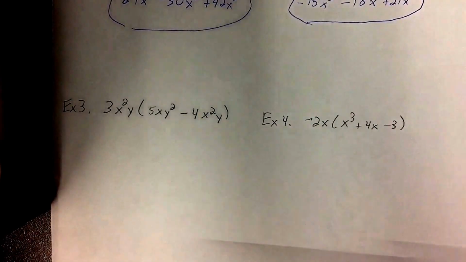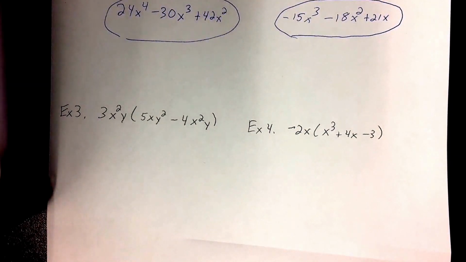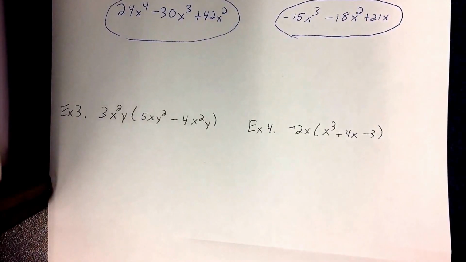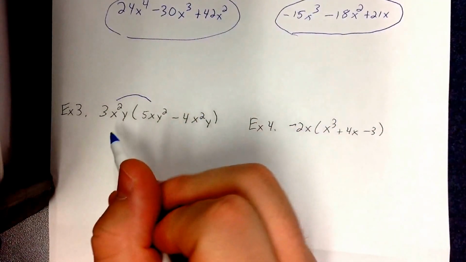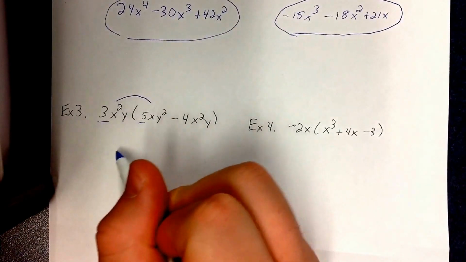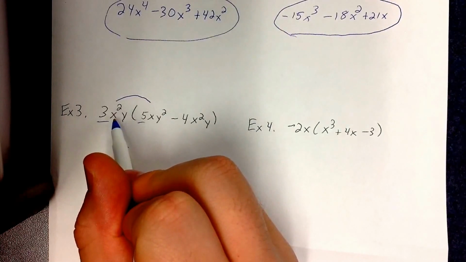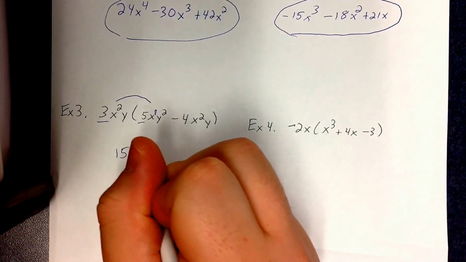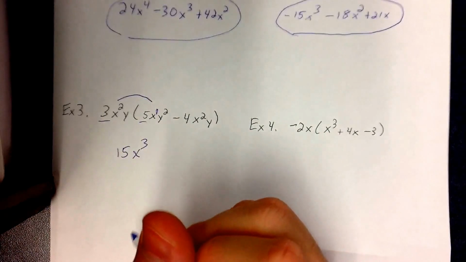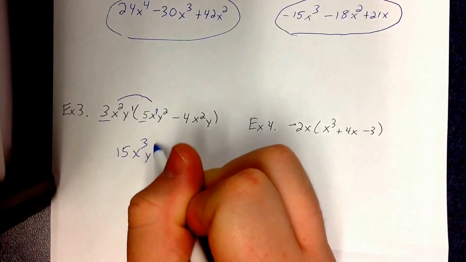Okay, example 3. 3x squared y times 5xy squared minus 4x squared y. So again, we're distributing. We're going to multiply the coefficients, so 3 times 5 is 15. Now, the variables that are alike, x and x, this is x squared, this is x to the first, so we add and get x to the third. This is y to the first and y squared, and that's y to the third.